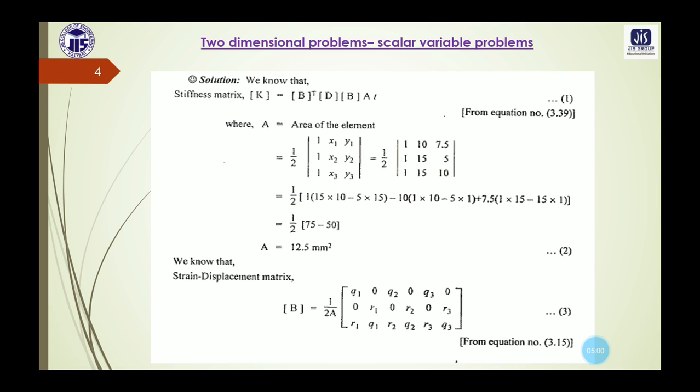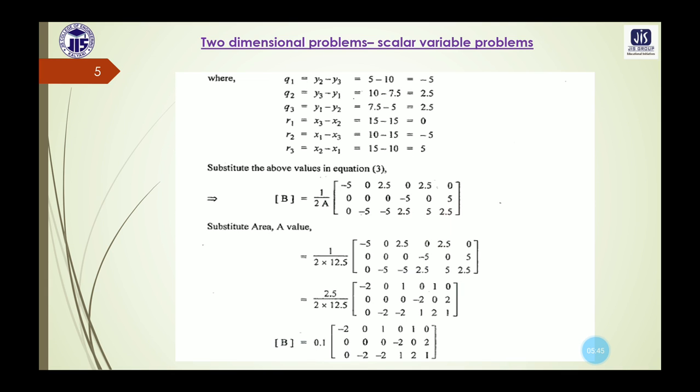Next, we need to calculate the strain displacement matrix, that is the B matrix. In this B matrix, the formula is 1 by twice A, where A is the area which we have calculated just now, 12.5 millimeter square. The formula of the B matrix is 1 by twice A multiplied by this matrix, which is a 3 by 6 matrix actually. Now in this matrix we can see Q1, Q2, Q3, then R1, R2, R3, all these things are written. So first we need to find the values of Q1, Q2, Q3 and R1, R2, R3.